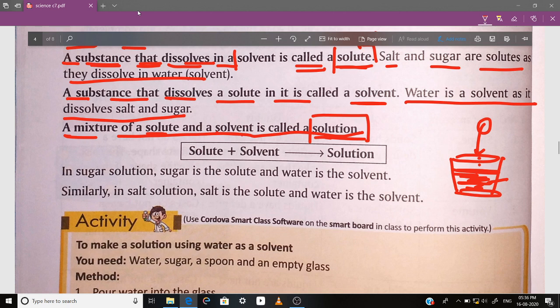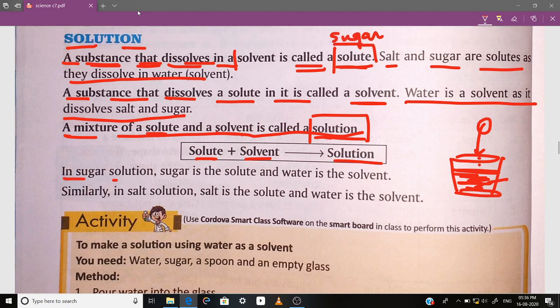As you can see here, solute, meaning salt, plus solvent, meaning water, is equal to solution. Now in sugar solution, sugar is the solute and water is the solvent. Similarly, in salt solution, salt is the solute and water is the solvent. Clear?